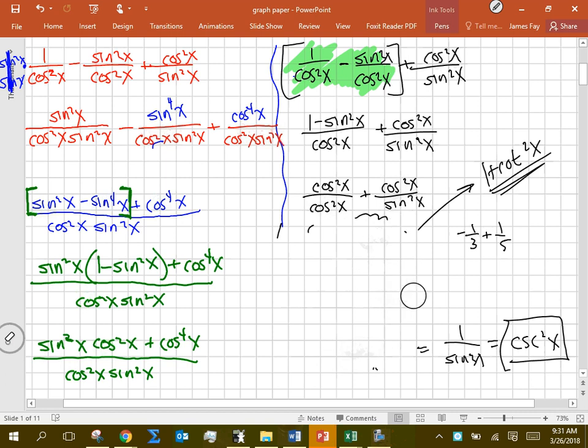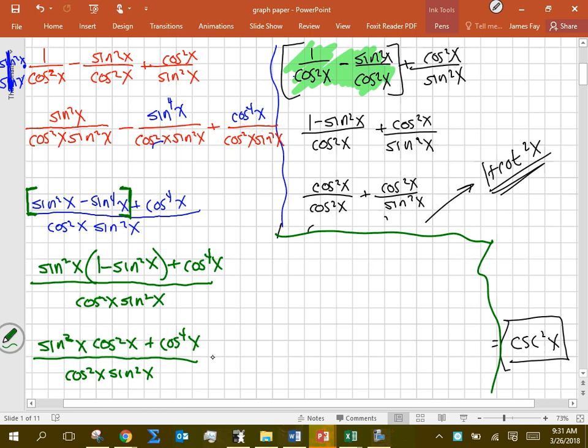Erase some of this. Can we look at these two terms now? Because this is sine squared x cosine squared x is one term. Cosine to the 4th is another term. What is the GCF in those two? Cosine squared. Let's factor that out. So factor cosine squared out.